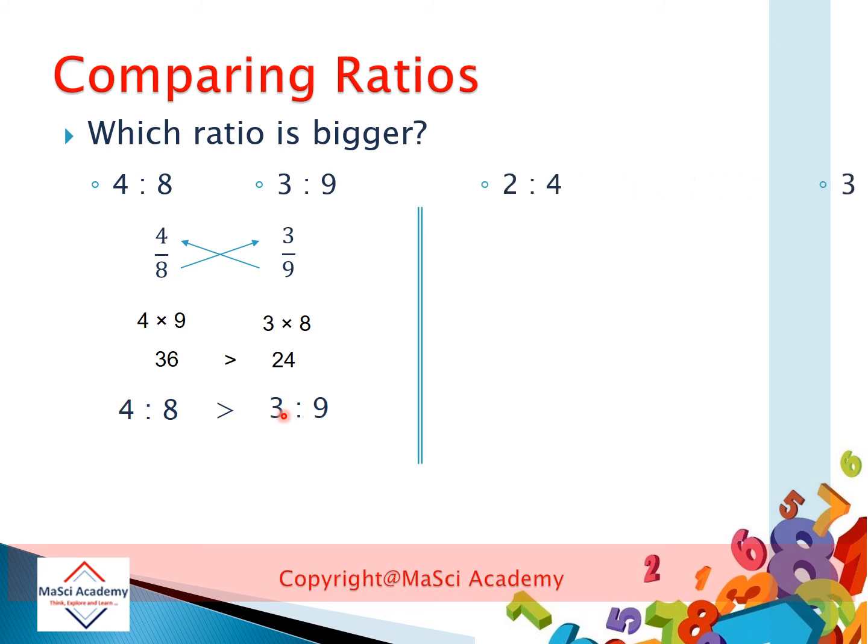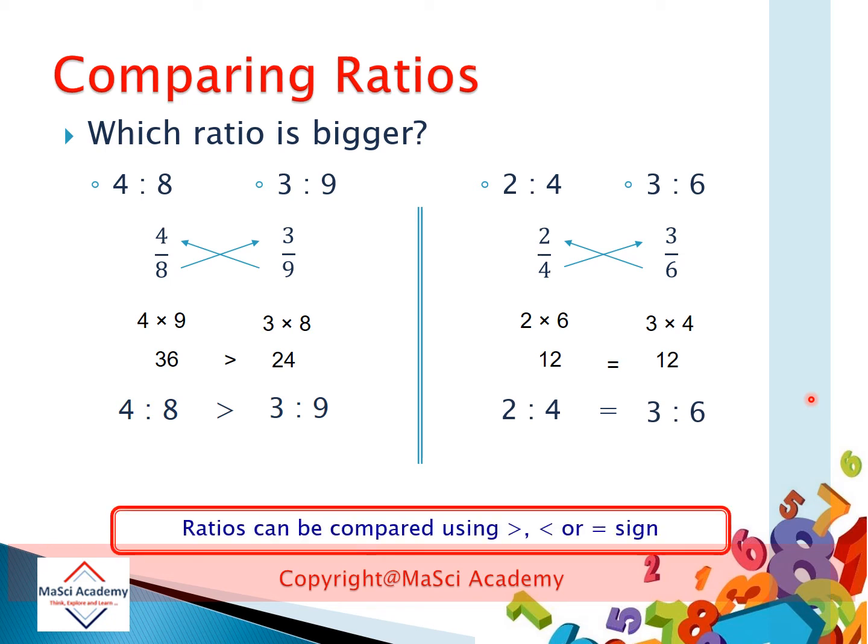Let's take another example. 2:4 and 3:6. We need to find out which of these ratios is greater. 2:4 is 2/4 and 3:6 is 3/6. Again we bring 6 to the upper side along with 2 on the left side, so it becomes 2 cross 6. Then we bring 4 to the right side along with 3, so it becomes 3 cross 4. Both left side and right side evaluate to 12. So we say that the ratios are equal. 2:4 is equal to 3:6. So we see that the ratios can be compared using greater than, smaller than, or an equal to sign.